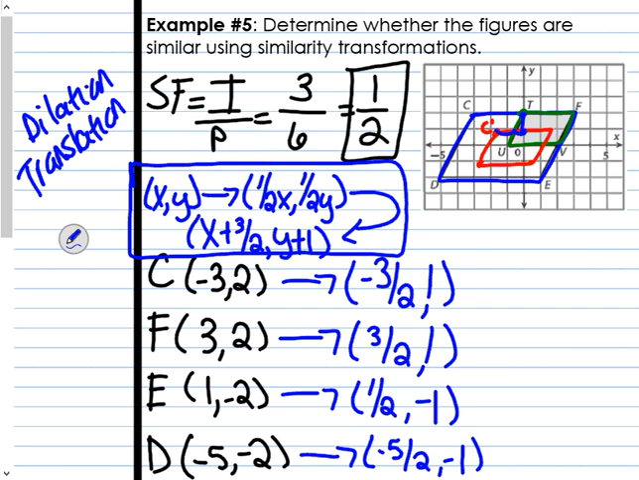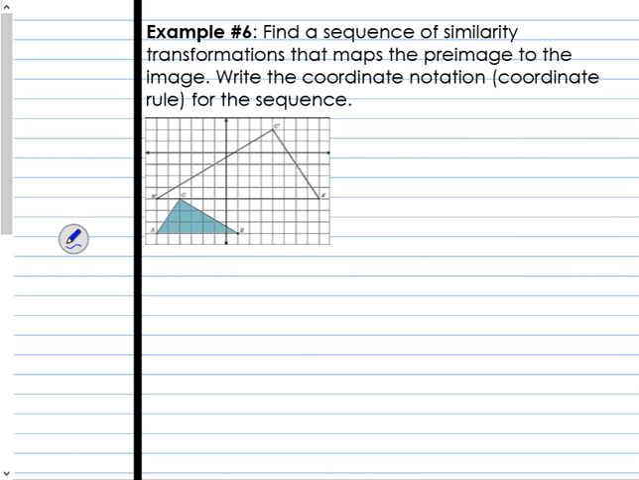So that means all of those shapes are similar to each other. Okay, CFED is similar to TFVU because I was able to take CFED, dilate it, and move it to land right on top of TFVU. One more problem, and then we are done for the day.